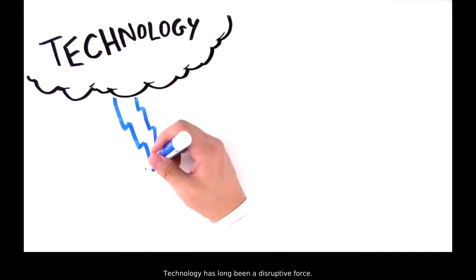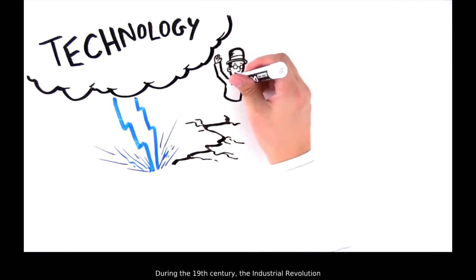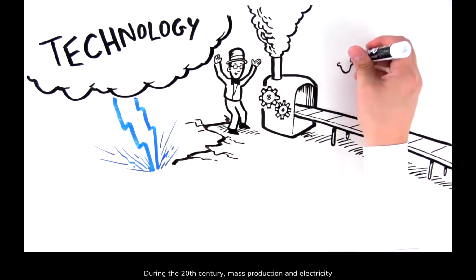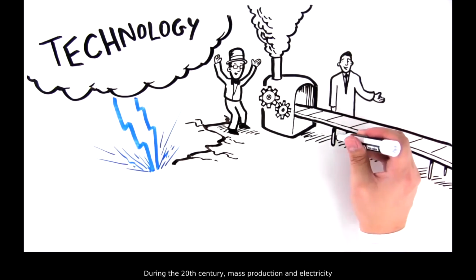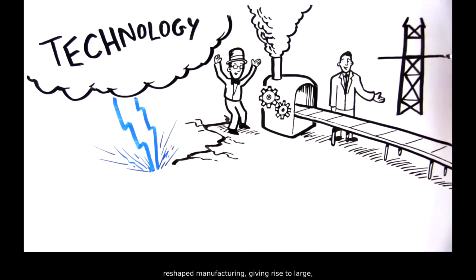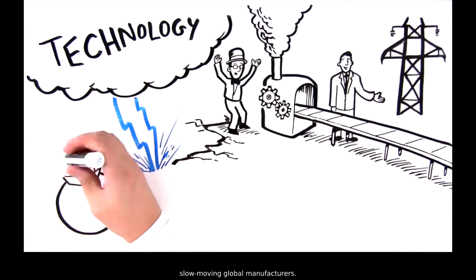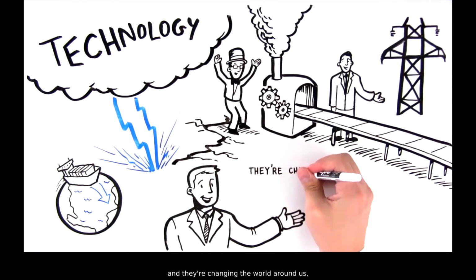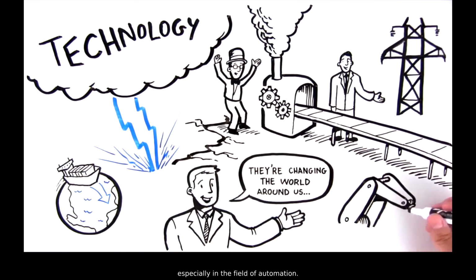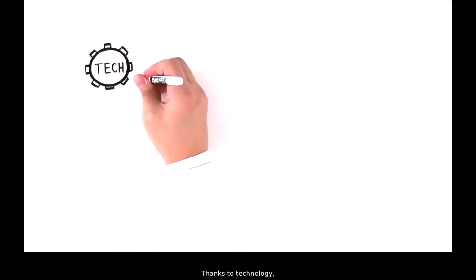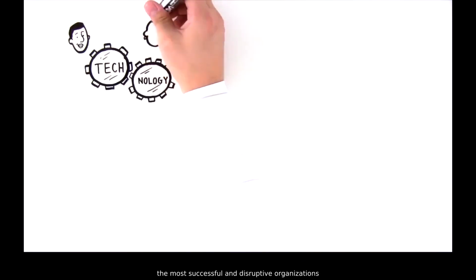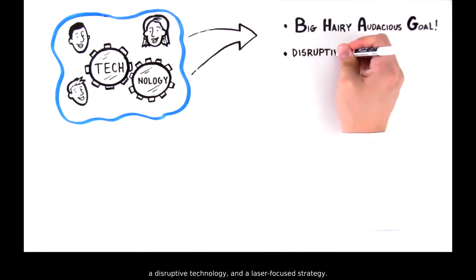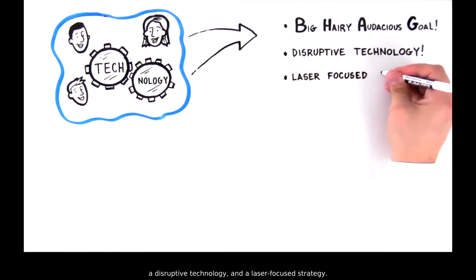Technology has long been a disruptive force. During the 19th century, the Industrial Revolution altered the world profoundly and permanently. During the 20th century, mass production and electricity reshaped manufacturing, giving rise to large, slow-moving global manufacturers. Today, there are new forces at work, and they're changing the world around us, especially in the field of automation. Thanks to technology, the most successful and disruptive organizations consist of a small nucleus of people with a BHAG, a disruptive technology, and a laser-focused strategy.